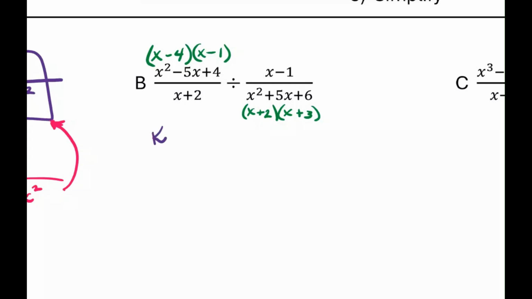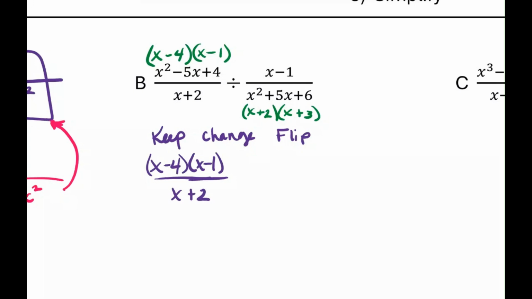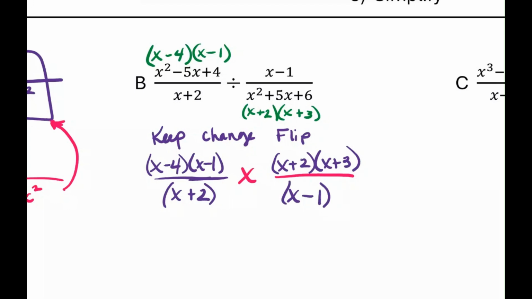So, all right, now we're gonna keep, change, and flip. So I'm gonna keep this one as an x minus 4, x minus 1 over an x plus 2. All right, and then I'm going to change from division to multiplication. All right, and then we're going to flip this one over, meaning the x minus 1 is now going to be on the bottom, and x plus 2, x plus 3 is now on the top. Okay, we'll go ahead and do that. All right, so that's keep, change, flip.